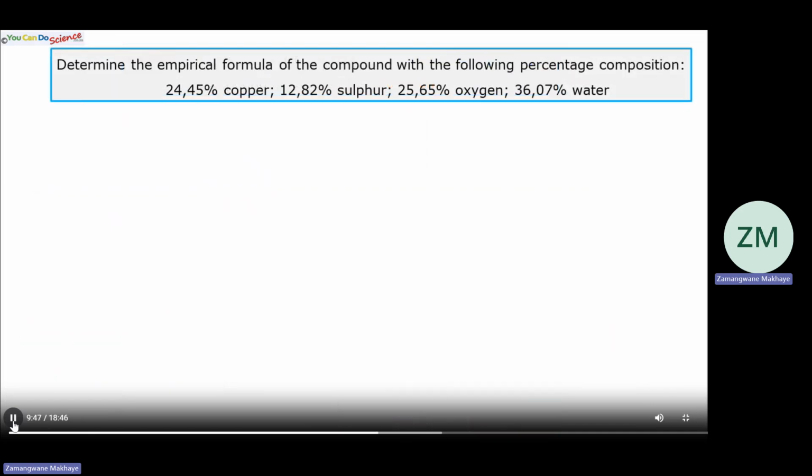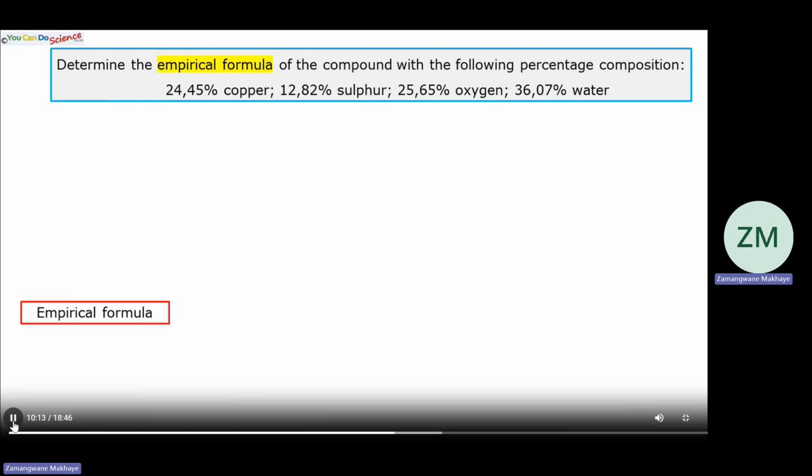Determine the empirical formula of the compound with the following percentage composition: 24.45% copper, 12.82% sulfur, 25.65% oxygen, 36.07% water. Ensure that you know what is being asked.